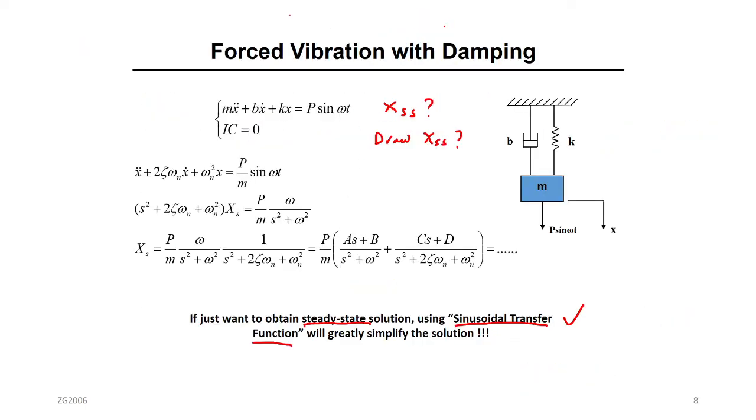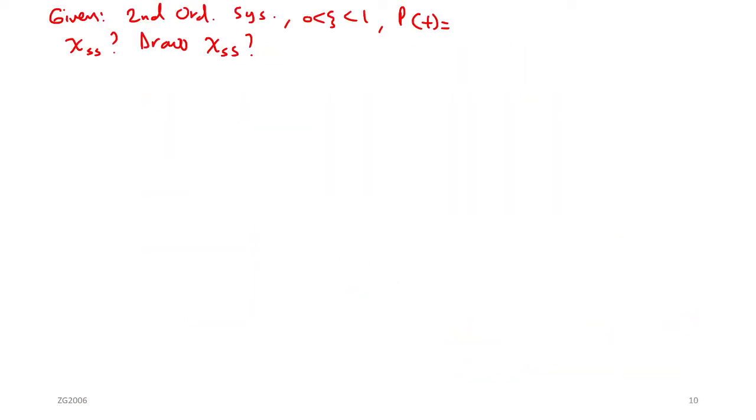How much is P of T? Sine omega T. Let me draw this again here so we can follow together. This is X, and this is sigma, the spring, and this is the damper connected to the ceiling. K, B, X.